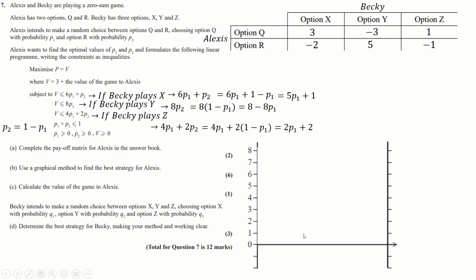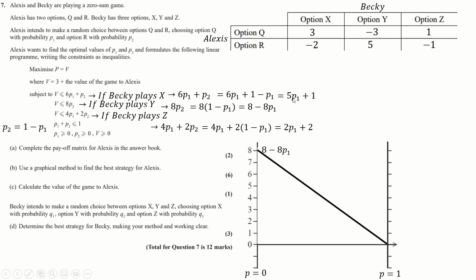I assume what was in the answer booklet looked a bit like this, I guess. This is the best I could do. This is P equals 0, this is P equals 1. And so we can draw these fairly easily. If we start here, for example, when P1 is 0, we just get 8. And when P1 is 1, we just get 0. So that's a very nice, easy line to draw.